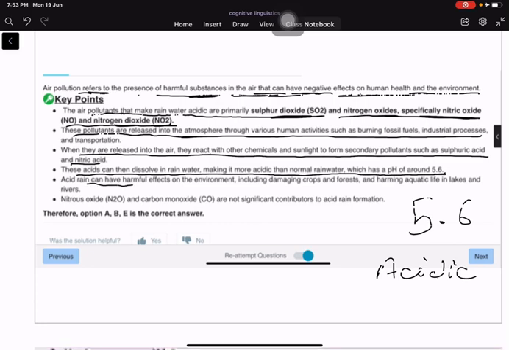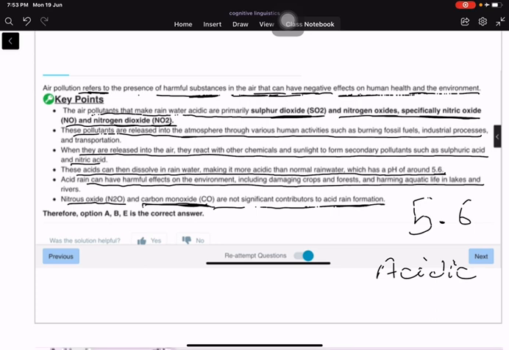Acid rain can have harmful effects on the environment, including damaging crops and forests and harming aquatic life in lakes. Nitrous oxide N2O and carbon monoxide are not significant contributors to acid rain formation. So N2O and CO do not cause acid rain.